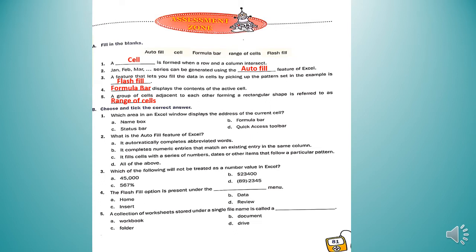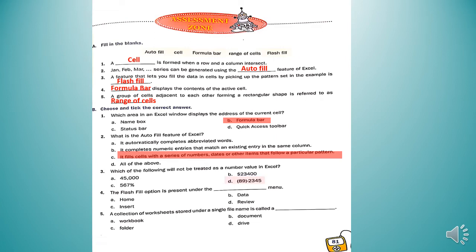Next, B part of assessment zone is choose and tick the correct answer. First one is, which area in an Excel window displays the address of the current cell. Choose option B, formula bar. Second one is, what is autofill feature of Excel. Tick on option C. It fills cells with a series of numbers, dates or other items that follow a particular pattern. Third one is, which of the following will not be treated as a number value in Excel.